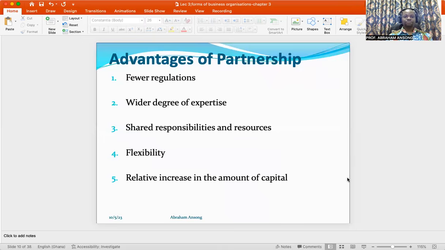Okay. Point 5, relative increase in the amount of capital. So if it is sole proprietorship, as we've explained, the capital available to the business, all things being equal, will be limited to the amount of capital that the owner has brought or will be able to raise. But if it is partnership, then you have more people coming together, and more people means more capital coming on board in order to run the business effectively.